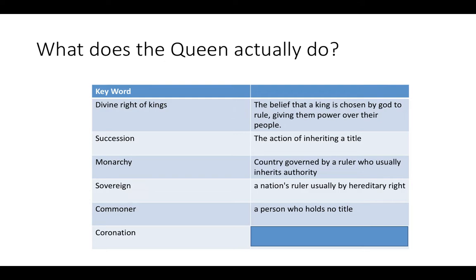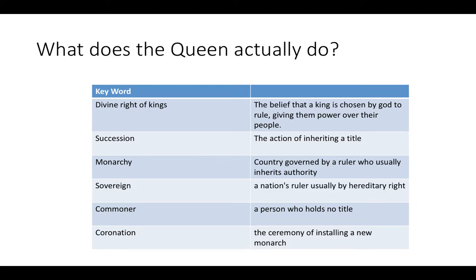We probably wouldn't describe ourselves as commoners anymore, but we do not hold titles. The word coronation is the ceremony of installing a new monarch. So although we haven't had a new monarch for a long time, when we do have our new monarch, which will be in your lifetime, there will be a large event where a new king or queen, it will be a king in your lifetime.